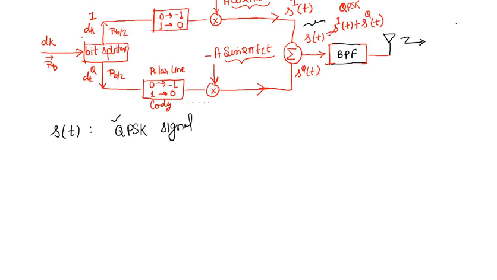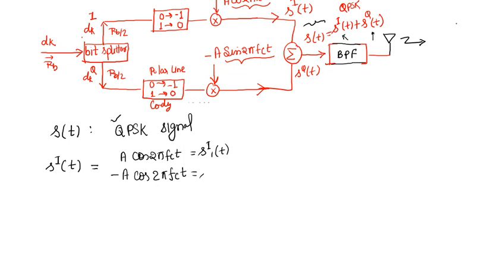We need the basis functions which are required to fully represent all the possible signals. So for that, we are going to find the basis function independently for the in-phase and quadrature phase signals first. So what are the possible choices of SIT? First, A cos 2 pi fct, and another is minus A cos 2 pi fct. So there are two possible in-phase signals. We can call them SI1T and SI2T.